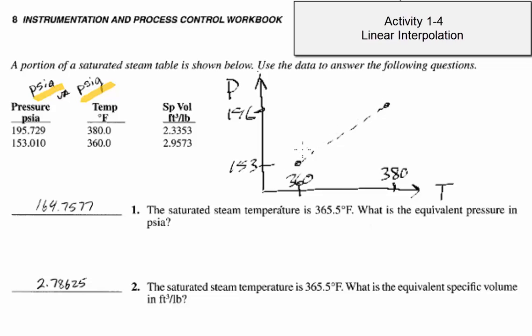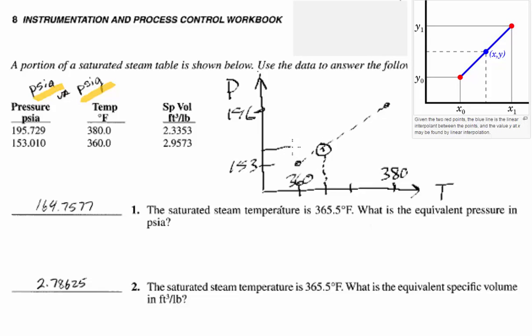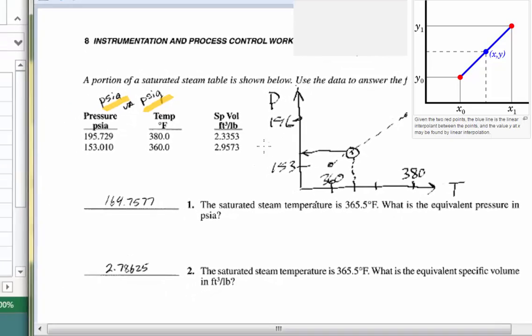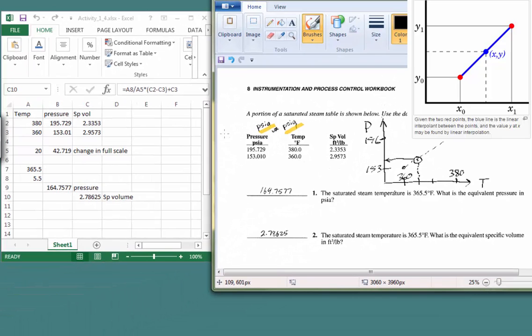And we're going to say that for any temperature between here and here, the value is going to fall on this line, and they ask for 365.5. So maybe there's 370. Let's say this is 365.5. So we know there's a value right here that we want. That's going to correspond to some pressure that's greater than 153 pounds per square inch and less than 196 pounds. Well, we can use Excel to calculate this fairly straightforward.